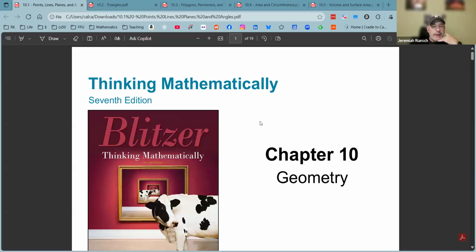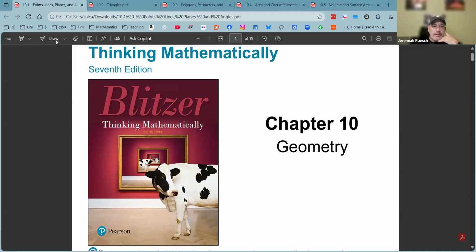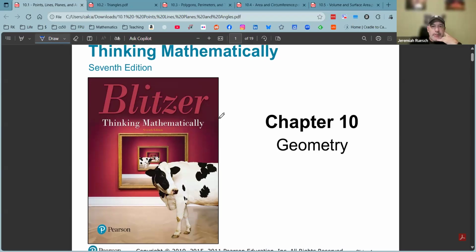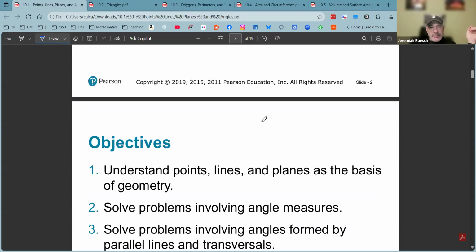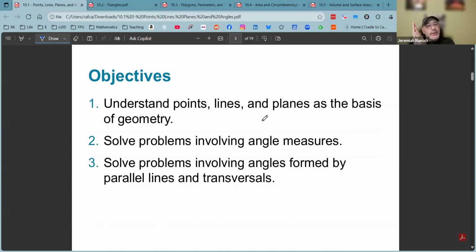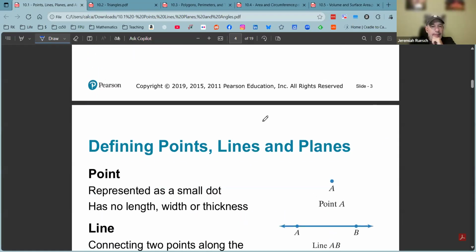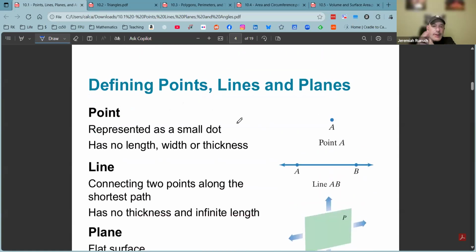Welcome back to Chapter 10 in Math 121. We're going to explore the ideas surrounding geometry and spend some time talking about some key concepts here. In today's section, we're going to be looking at points, lines, planes, and angles. So let's dive in. Hopefully we'll get to a point where we can understand the relationships between points, lines, planes, and the basis of geometry. We'll look at solving some problems involving angle measures and then solve problems involving angles formed by parallel lines and transversals.